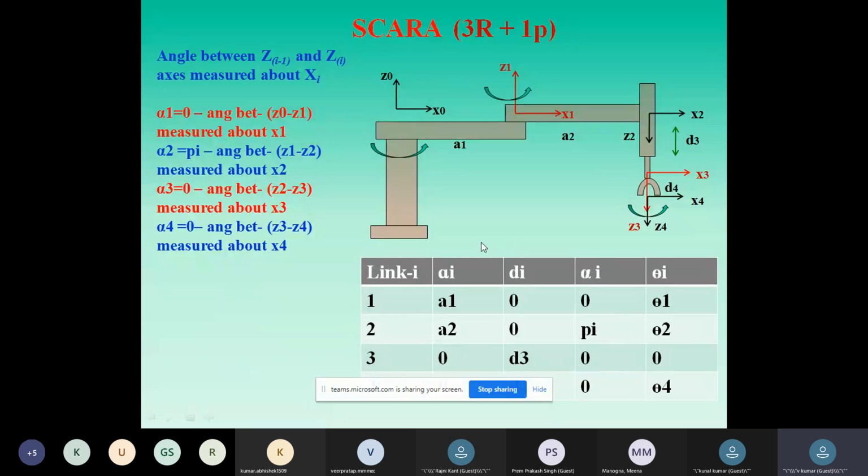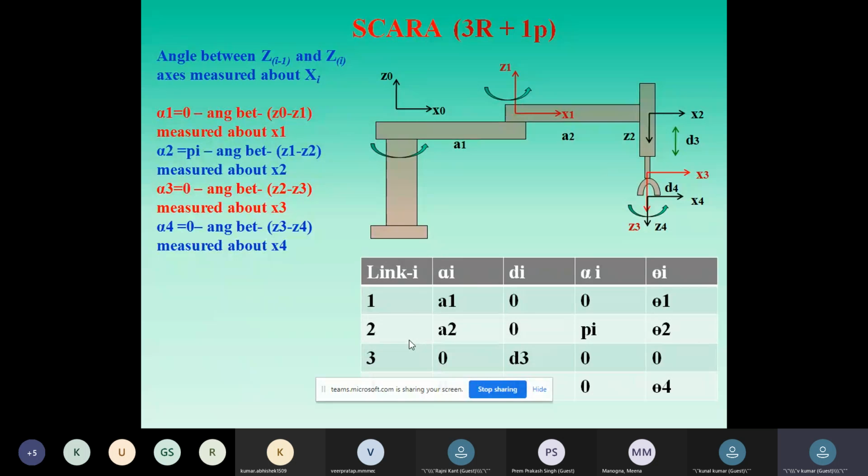For link 3, Ai will be 0, Di will be D3, and alpha i again 0, because the angle between Z2 and Z3 is 0. And theta 3 is 0, because the angle between X2 and X3 is equal to 0. Similarly for link 4. In this way, you can prepare the DH parameters for the SCARA manipulator.